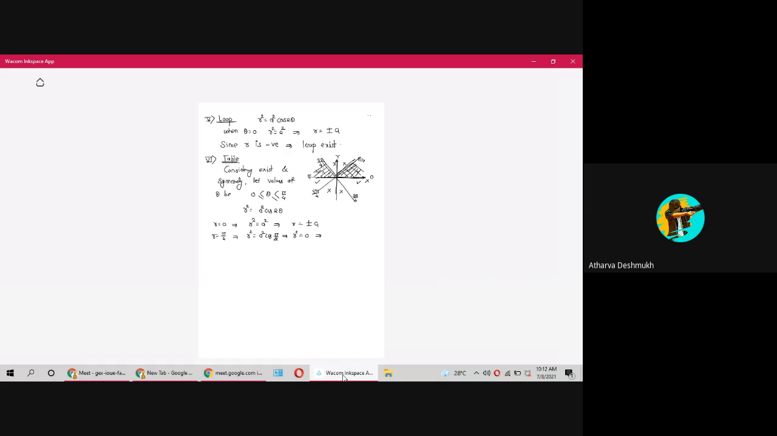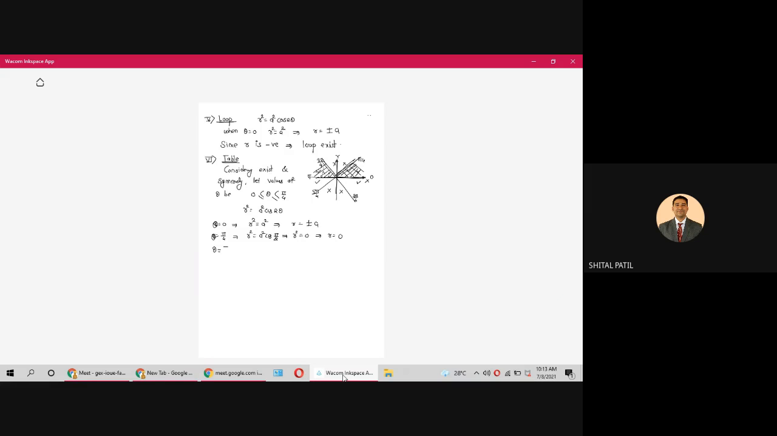Sir, theta equal to 0. Theta equal to 0, that I have to write. Absolutely. Sorry. Theta equal to 0. Then r square equal to a square. And theta equal to pi by 4. r square equal to a square cos pi by 2. Cos pi by 2 is 0. That is r equal to 0.